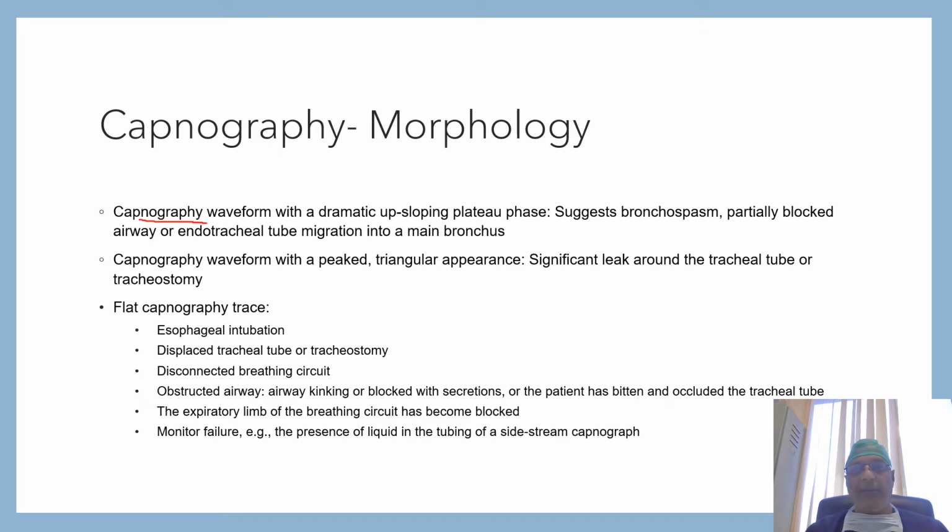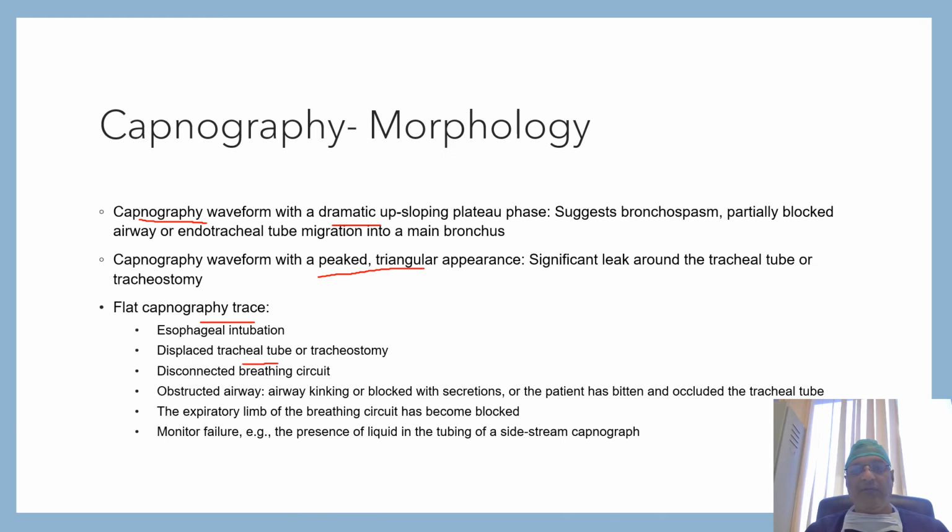Capnography waveform with a dramatic upsloping plateau phase is seen in bronchospasm, partially blocked airway or endotracheal tube migration into a main bronchus. Capnography waveform with a peak triangular appearance is seen when there is a significant leak around the tracheal tube or tracheostomy tube.